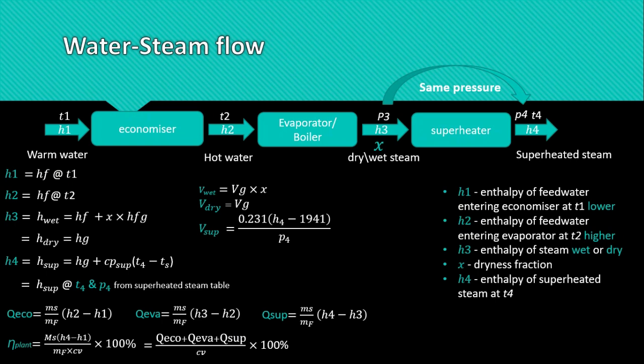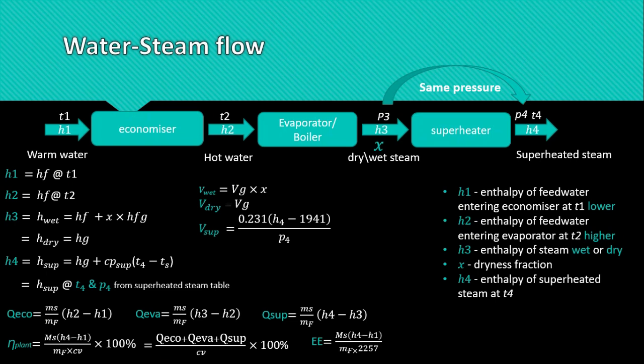Your efficiency is in percentages, okay? We also have equivalent evaporation at 100, or EE, which is equal to mass of steam multiplied by (H4 minus H1), and then divided by mass of fuel multiplied by 2257. Our EE is in kg per kg of fuel, okay?